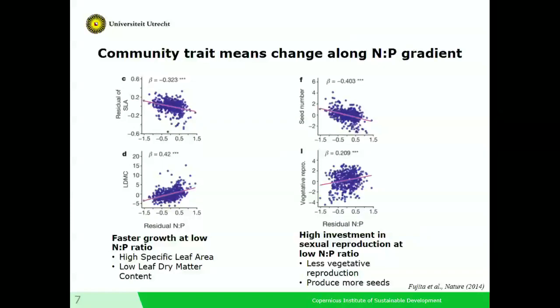Again, here at the left, and here as well, you have nitrogen limitation. And we see that the communities that are nitrogen limited have a faster growth rate and a high investment in sexual reproduction. Very easy to see. We have a high specific leaf area, we have a low leaf dry matter content, a high seed number, and a low investment in vegetative reproduction. Well, actually for the phosphorus limited sites, as you can see, the pattern is exactly the opposite.